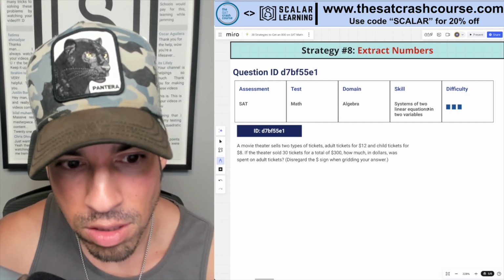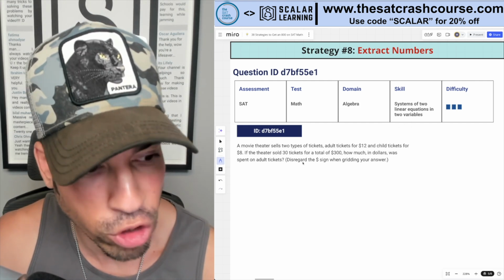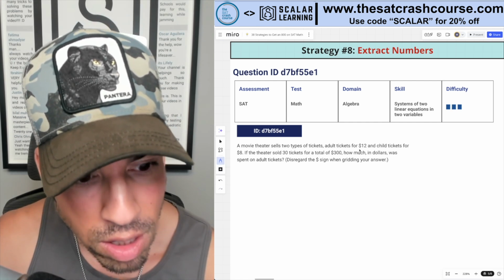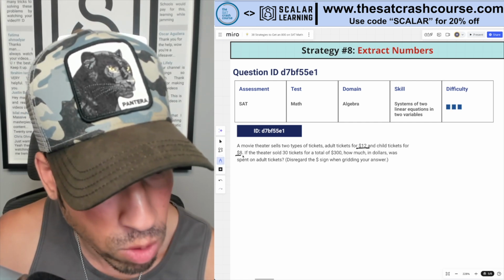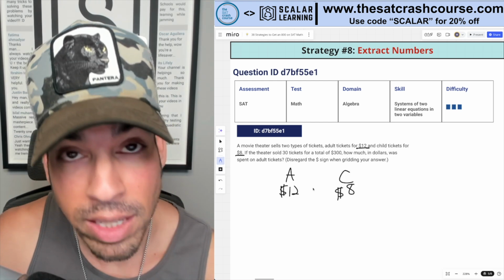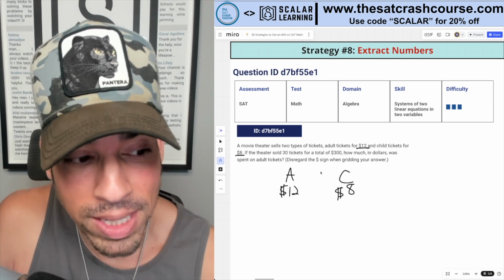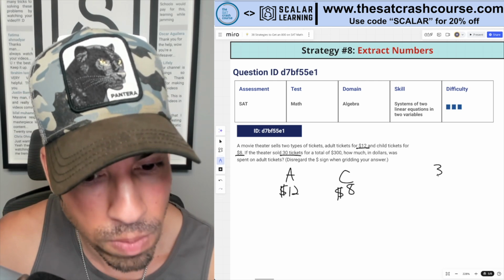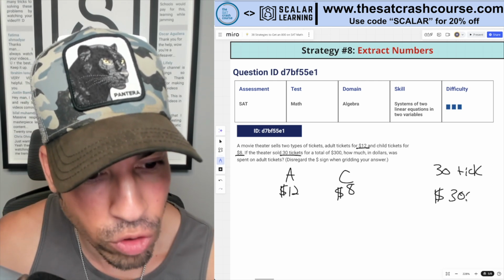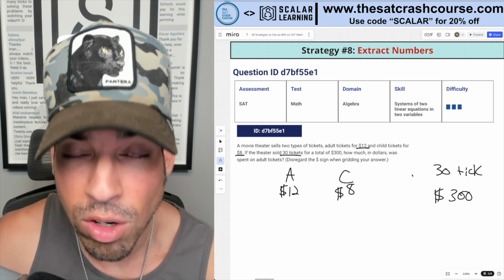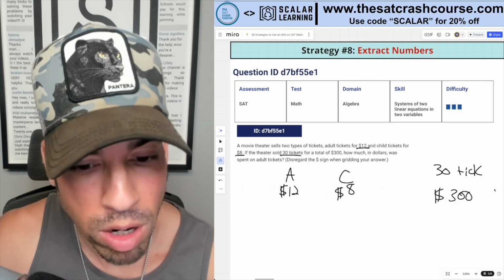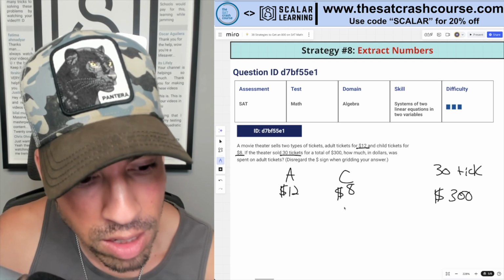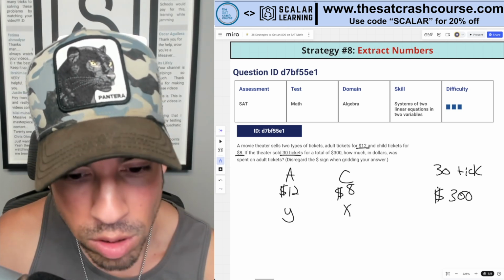This is still in systems of two linear equations and two variables. So check this out. We've got this word problem. A movie theater sells 2 types of tickets. Adult for 12 and children for 8. So watch what I'm going to do. I'm going to write it out like so I can see it in a format that makes sense to me. Now it says if the theater sold 30 tickets total for a total of 300, how much in dollars was spent on adult tickets? All right, now I got all my information where I can make a nice equation. The only thing I'm missing are variables, so let's arbitrarily assign x to children, y to adults, and let's go.